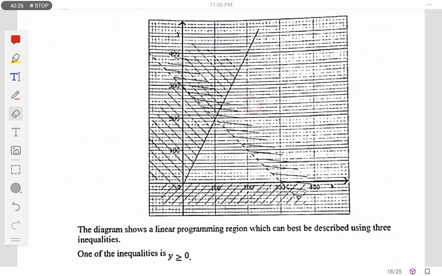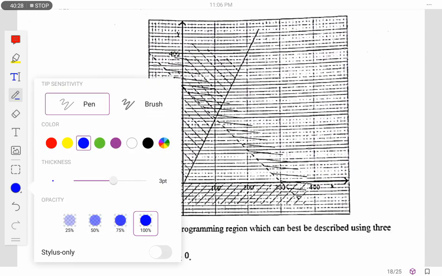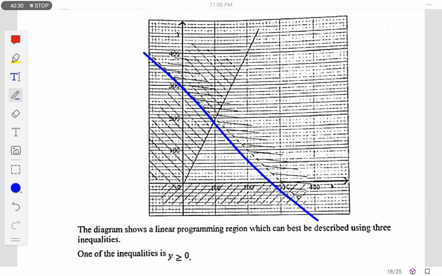Okay, let me rub off this one. Then the other one now, this one. Okay, I have this point. This point is 300 and 0. My x is 300, my y is 0. And at this point again, I've got the same point, 100 and 200.